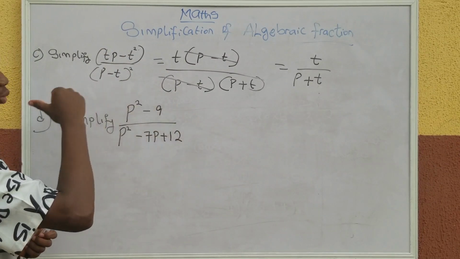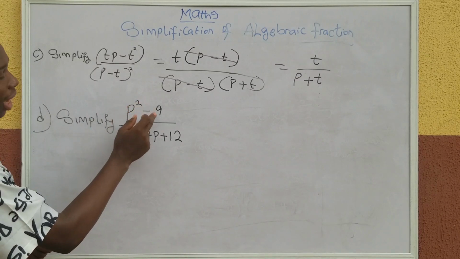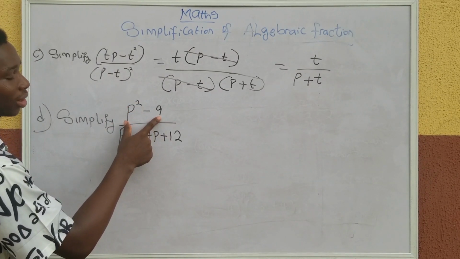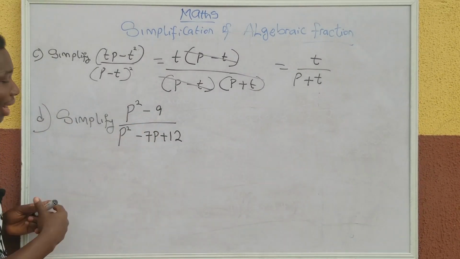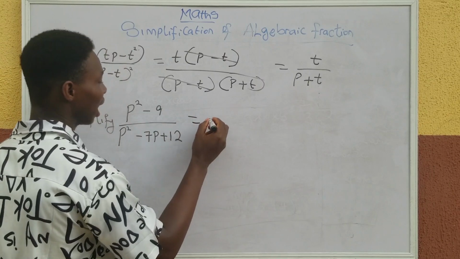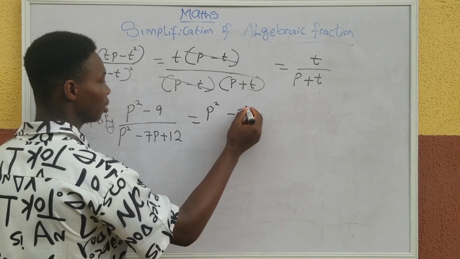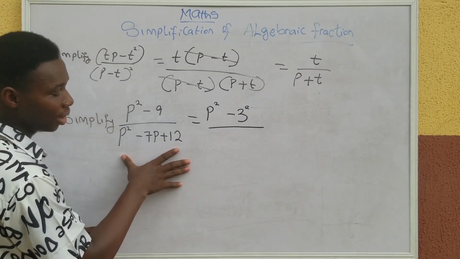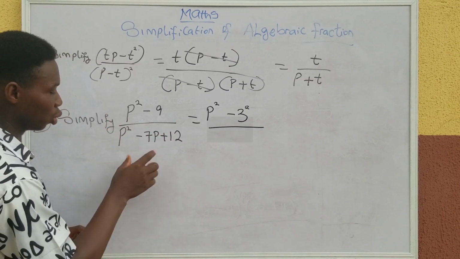So from here, since we are having p raised to the power of 2 here, and the square root of 9 is 3, that means 3 raised to the power of 2 is the same thing as 9. We can look for the common differences of this by putting it as p squared minus 3 squared, all over. For this denominator here, it's a quadratic equation. What are we going to do?